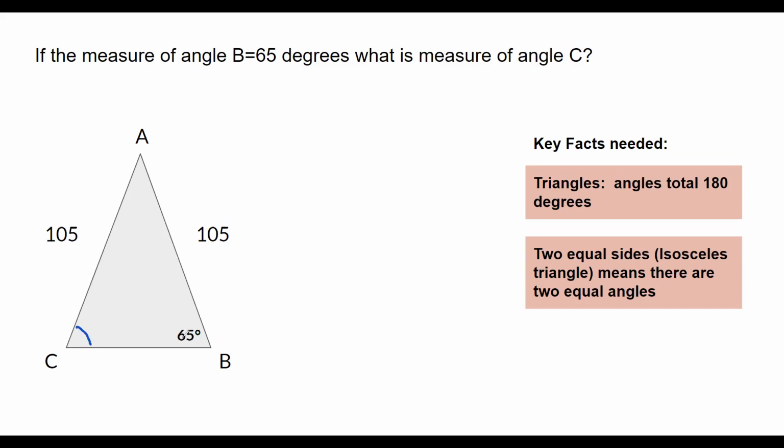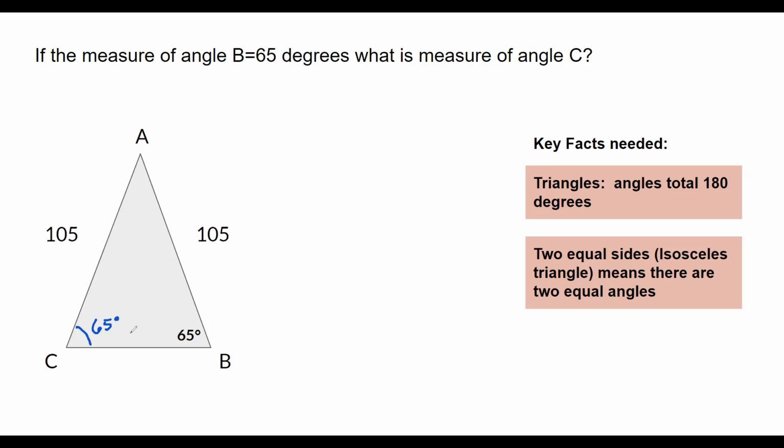It's this angle and this angle in this triangle, we can see that angle A is different. So going back to the question that was asked, if the measure of angle B is 65 degrees, what's the measure of angle C? Well, it's also 65 degrees. Now let's imagine that this question also asked us for the angle A.